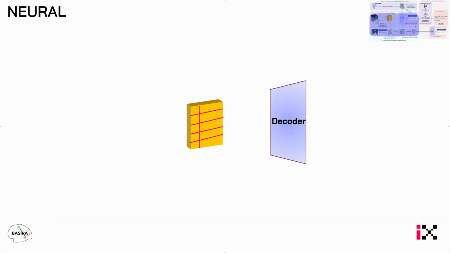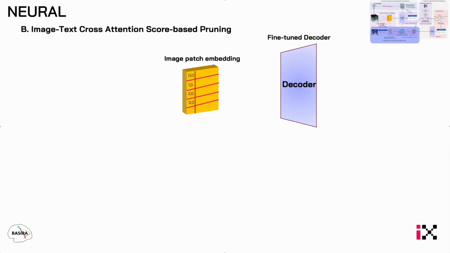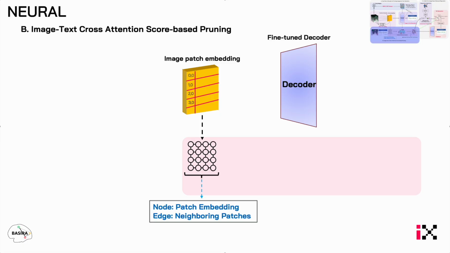visual data. The second step of our framework is image text cross attention score based pruning. First, we would convert the image patch embeddings into an image graph where each node represents a patch and edges connect the neighboring patches.